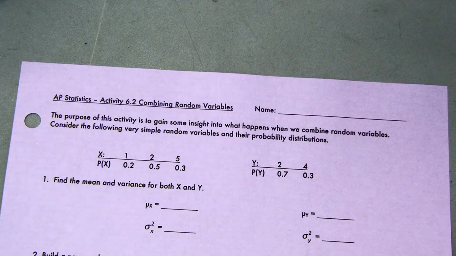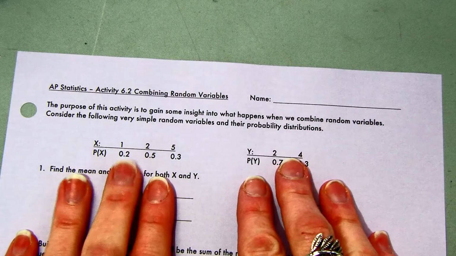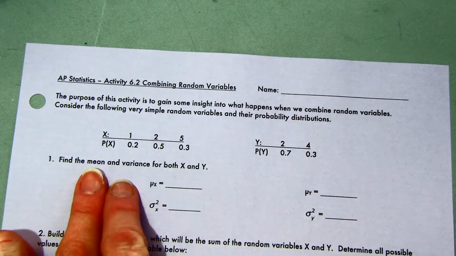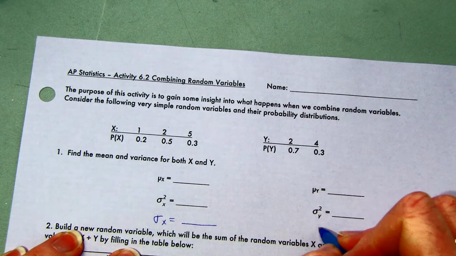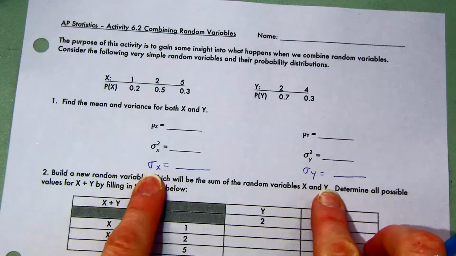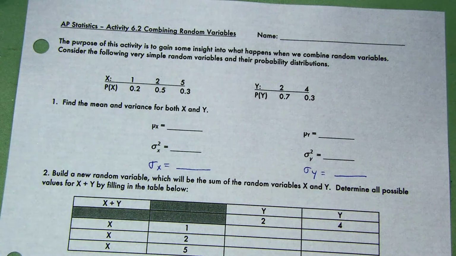Okay, so let's talk about what happens when you combine random variables. Here we have 2 random variables, x and y, with their probability distributions. Let's find the mean, the variance, and let's do the standard deviation too for both of these random variables. So go ahead and take a second. If you want to divide and conquer, please do so. Let's find the mean, the standard deviation, and the variance for each.